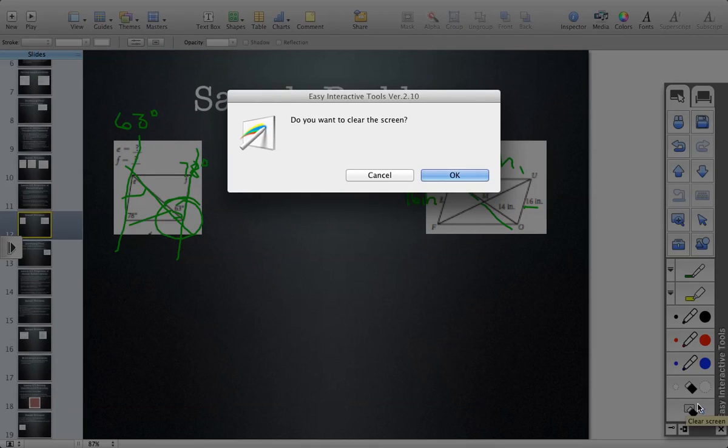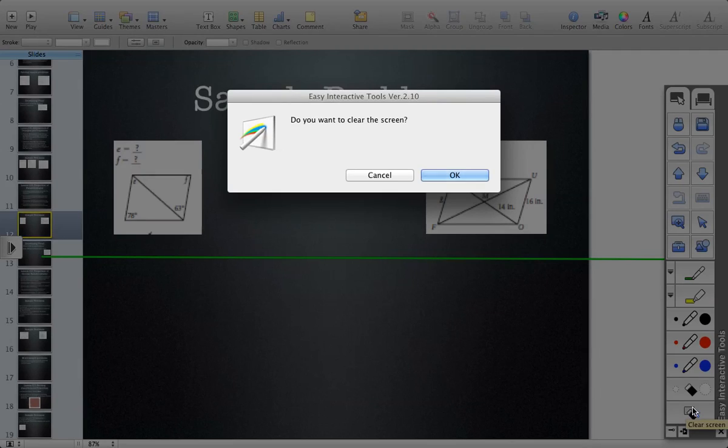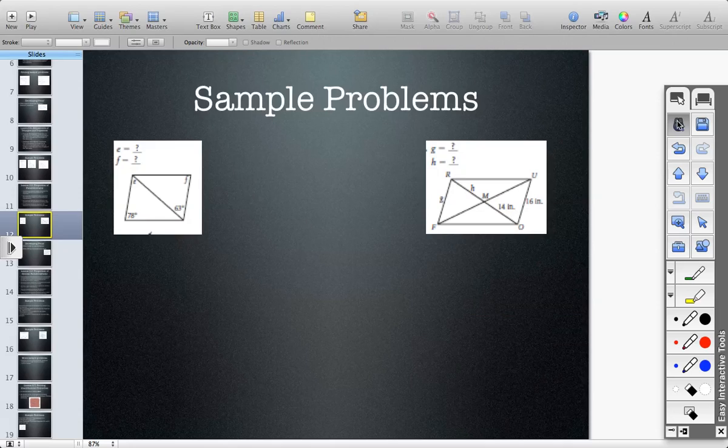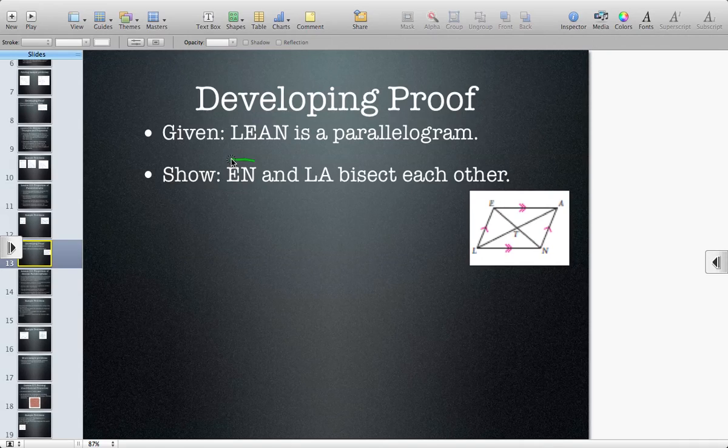Let's take a look at what happens when we have slightly more complicated problems. Taking a look at the next slide, let's look at a proof that we want to develop. We are given that LEAN is a parallelogram, as you can see from the picture on the right-hand side, and we want to prove that line segments EN and LA bisect each other.